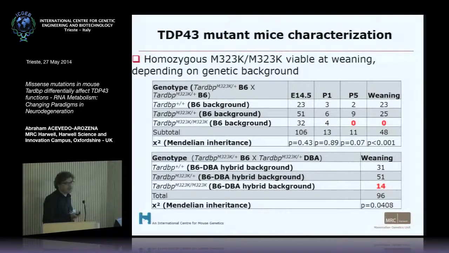So moving towards the M323K mutation, why we were interested in this one is because it's at the right place, although there are no pathogenic mutations described on this residue, but it's in the prion-like domain, so we wanted to study it as well. On a black 6 background, back-crossing to black 6, the homozygote mutants are not viable. However, if we do the trick of getting some genetic variation by crossing to DBA, we actually can rescue the homozygote phenotype, and that has allowed us to study the homozygote phenotype in the adults.